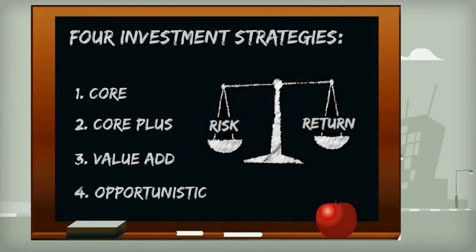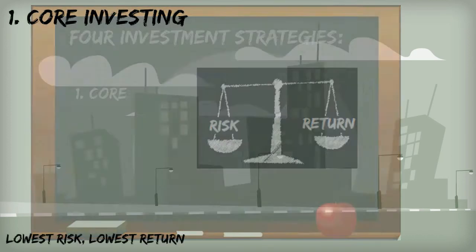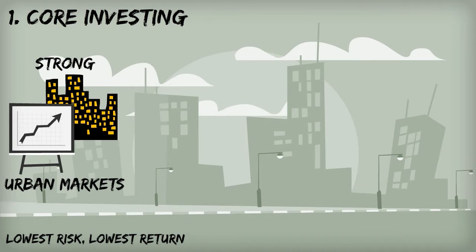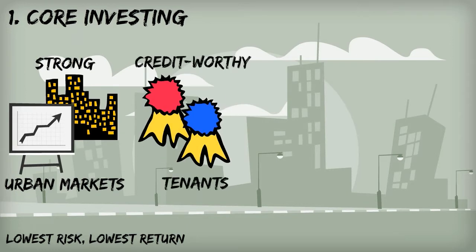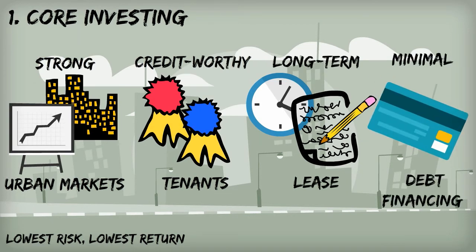The most conservative strategy with lowest risk and lowest returns is called core investing. These properties are located in strong metropolitan markets, only take ultra-safe, credit-worthy tenants on a long-term basis, and involve minimal debt financing and leverage. Any type of investor may want to have a few core investments to safeguard and diversify their portfolio.